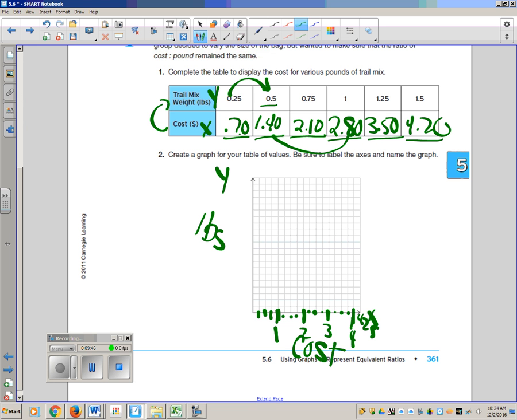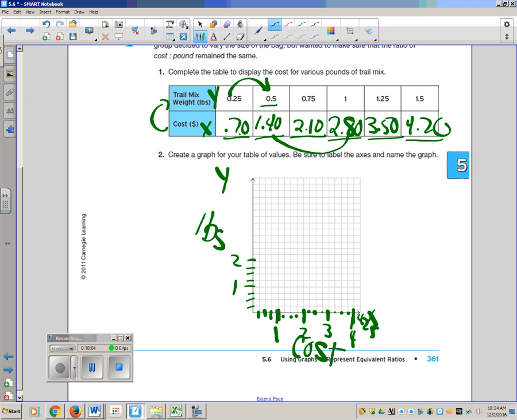So my cost is on the bottom. I'm just going to go by 25s. 25, 50, 75. Here's 1 pound, 125, 150, 175. 2 pounds. I don't need to go any higher than that. I didn't use much of my graph, so I could have changed my interval.